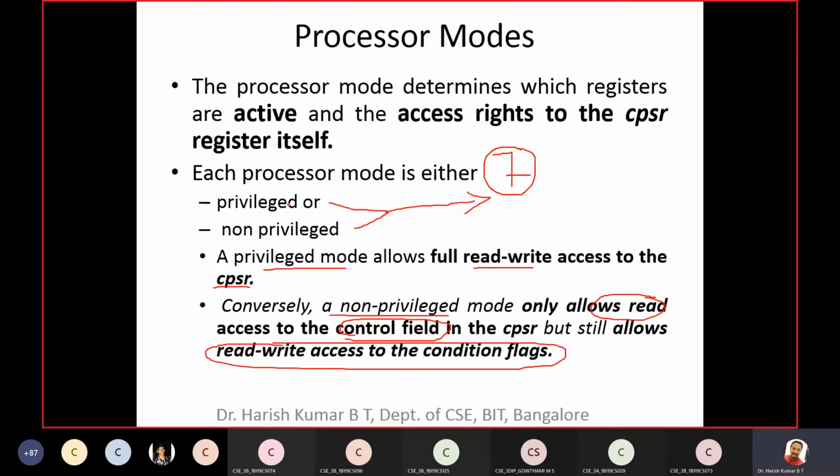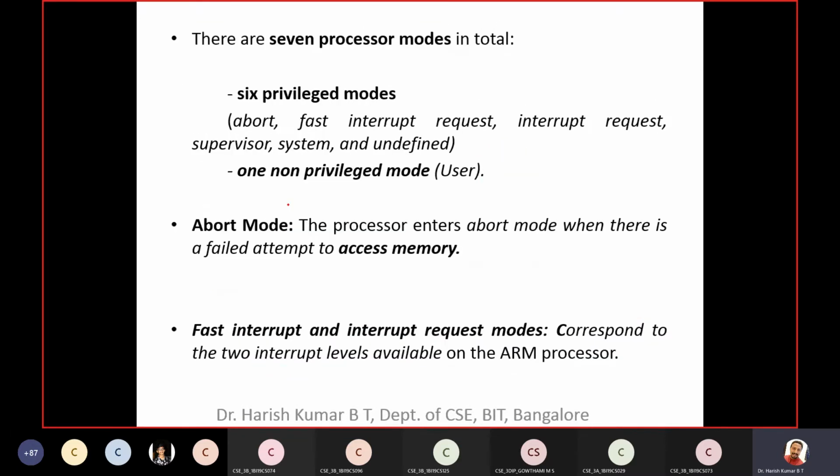Okay. So if you have any doubts, please ask me. Don't hesitate. So in the privileged mode, you have full access on the entire Cpsr register. You can read anything, you can write anything. In the non-privileged mode, you have only read access to the control flags, and you can read and write the conditional flags.